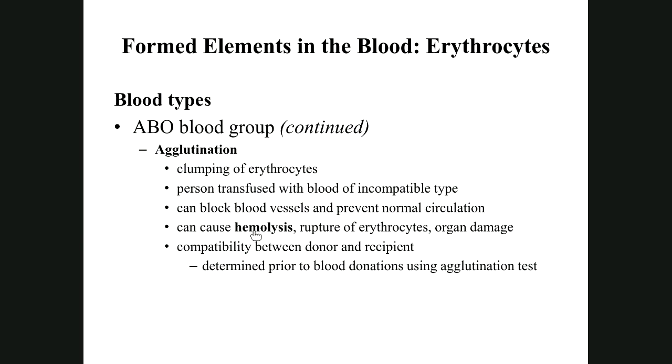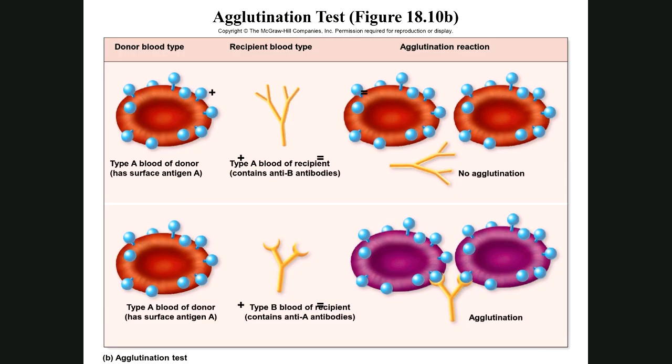It's going to cause hemolysis. We're going to rupture those cells, and then we're going to clump them together, and then it can block a blood vessel. So we've definitely got to make sure prior to donation that we do a little donor-recipient test and make sure that they are compatible with each other. Okay, so here's that process, agglutination. We're going to start to grab them together and clump them, but we are going to rip them apart and just destroy them as well, rupture them.